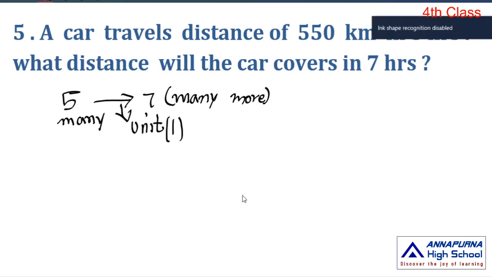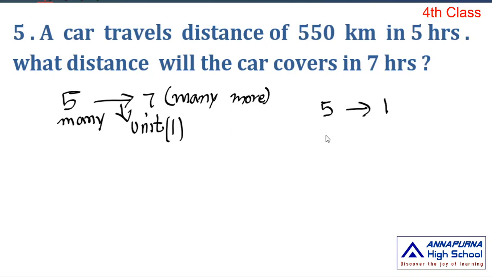So children, first you have to find how much the car travels in 1 hour. So from many to 1, how do we get it? 5 to 1 means many to 1. How do we get many to 1? Many to 1 by division. So in the unitary method, first we have to do the division. The first step is division.